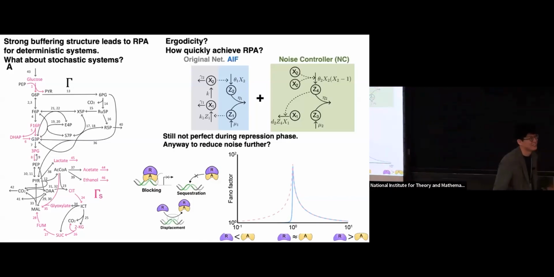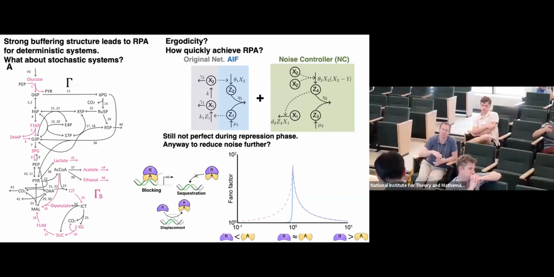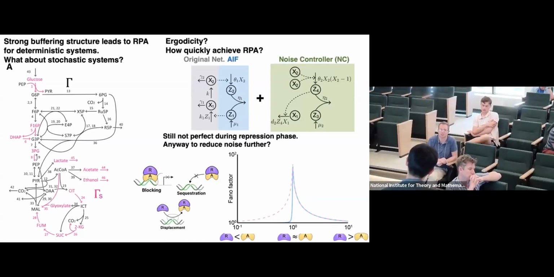Perfect adaptation was the return to the original level after the perturbation, but for your mean controller and noise controller, it looked like it never left. There was no perturbation and return. It just stayed. What's the reason?